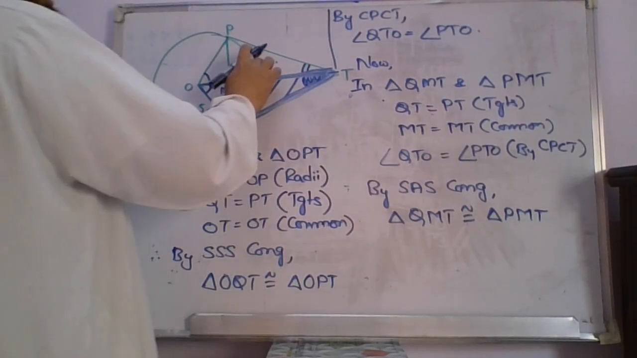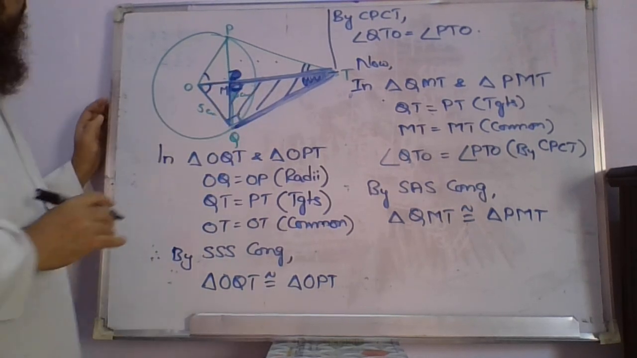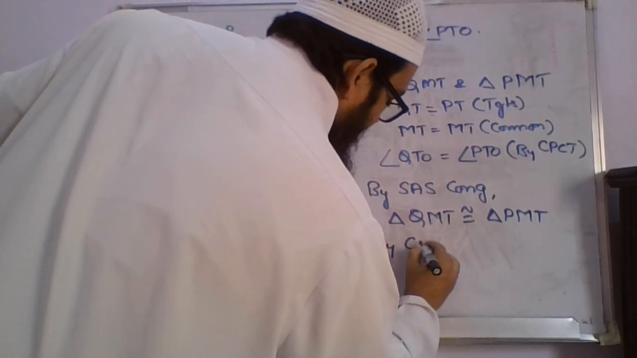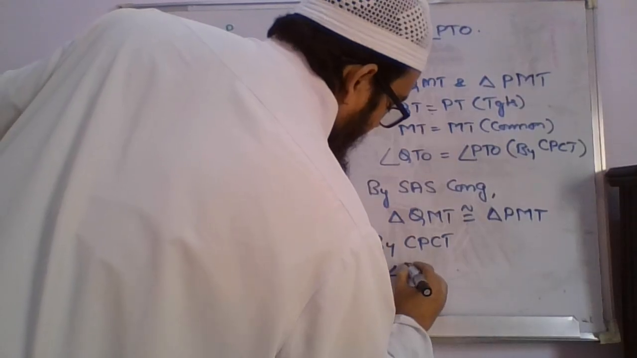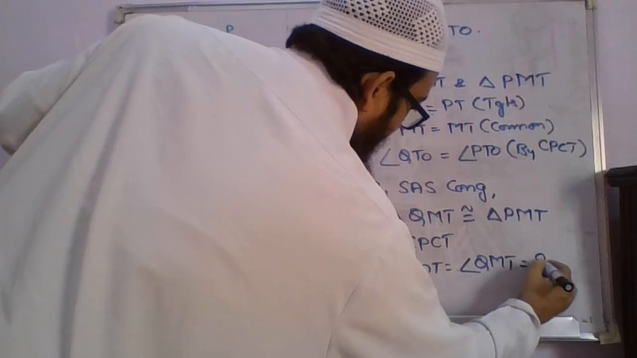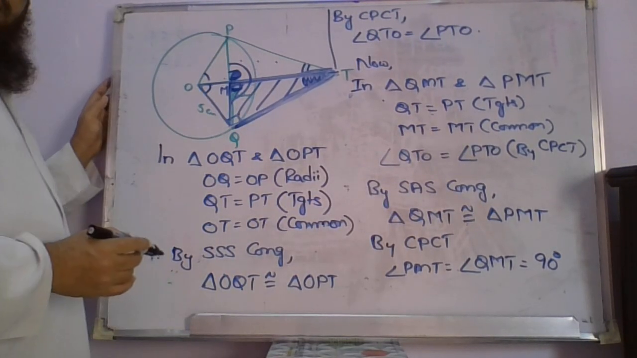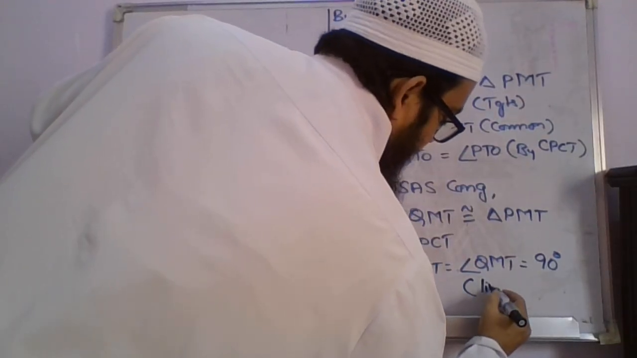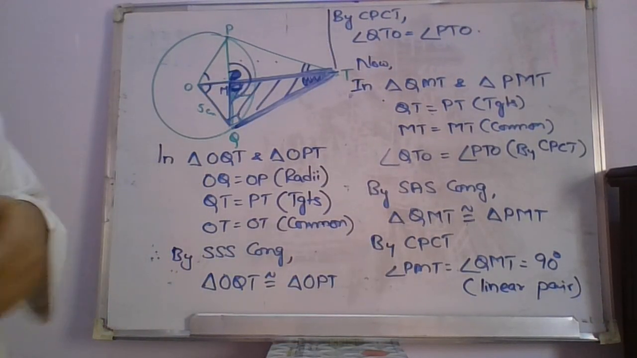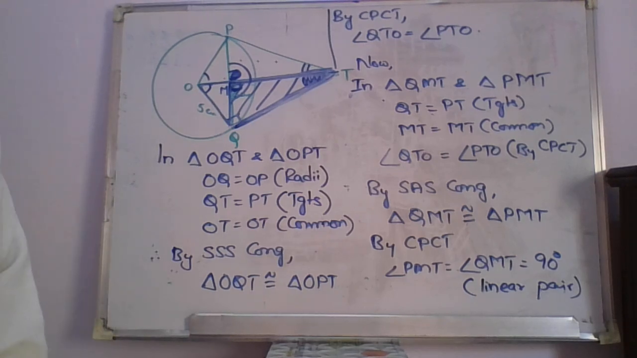So when these two triangles are congruent, what will you say about these two angles? These two angles are equal, right? PMT. So by CPCT, angle PMT is equal to angle QMT, and that is equal to 90 degrees. Sir, why do you say 90 degrees, sir? Because they are linear pair. Understood or not? You can write the reason, linear pair. Okay, so this is the first part of this problem. Please take care of this and write it down.